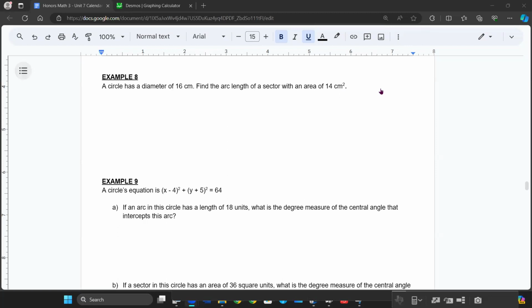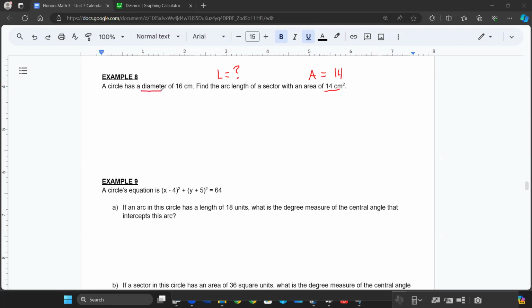Let's look at example 8. A circle has a diameter of 16 centimeters. We want to find the arc length of a sector with an area of 14 square centimeters. This time we're given the area and we're trying to find the arc length. So we don't know the arc length. We'll put a little L equals question mark. We know the area is 14 square centimeters. I'll leave off the units for now.